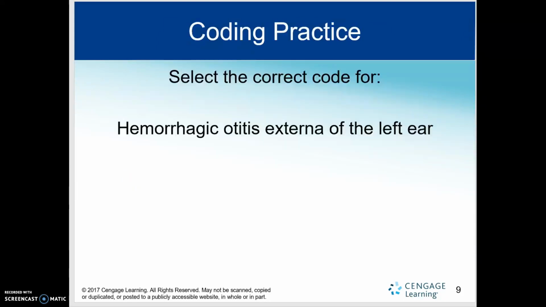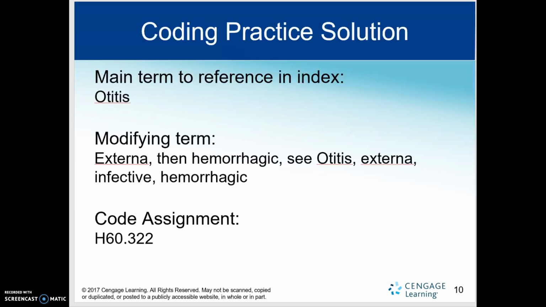All right, for your coding practice, we are going to do a couple of these together. We are going to do the first one, which is hemorrhagic otitis externa of the left ear. Now, a lot of you are probably going to be saying, what am I going to be using here? What do I look up? Hemorrhagic? No. Otitis. Anytime you see itis, that means inflammation. Hopefully you remember that from your medical terminology class, but itis means we have inflammation of whatever they're considering oto to be here. So your main term that you would look up would be otitis.